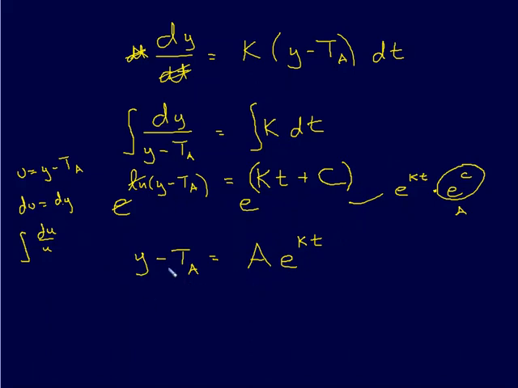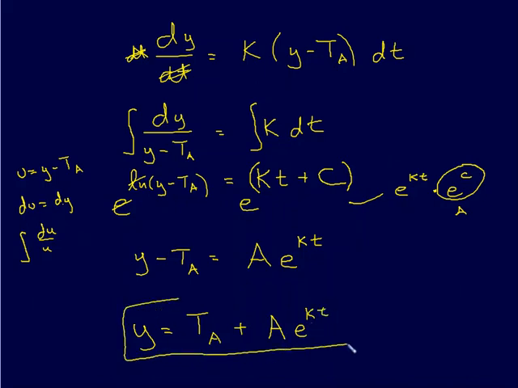And finally, we would bring the temperature of the air back over to the other side to get y by itself. And so I'm going to write it like this: air temperature plus A e to the kt. This is what would most likely appear in your science books. Here's the law, Newton's law of cooling, as an explicit function. The object's temperature is now explicitly a function of the time little t, and in terms of these other constants, the air temperature, the proportion constant from the differential equation, and then this other constant A.